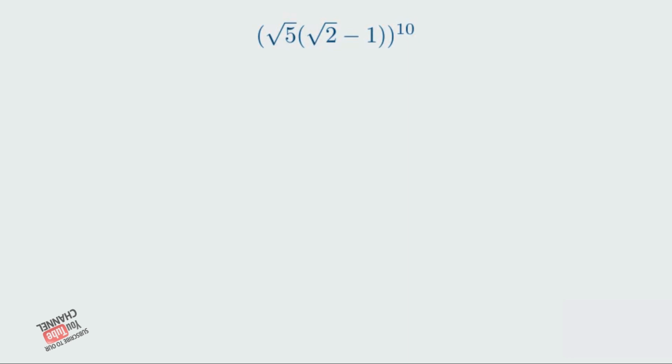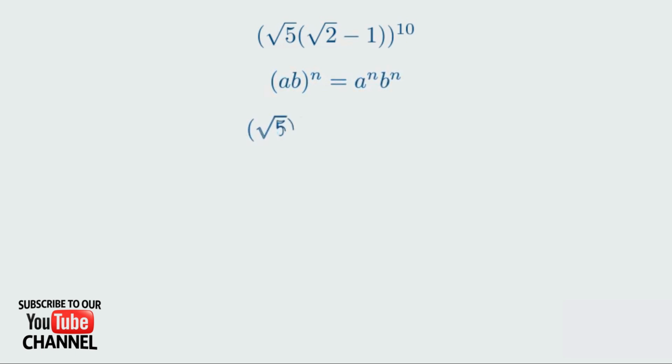This is a product raised to a power. A property of exponents states that for any numbers a, b, and n, the quantity a times b to the power of n is equal to a to the power of n times b to the power of n. So, we can distribute the exponent 10 to both factors inside the parentheses. This gives us square root of 5 to the 10th power, multiplied by the quantity square root of 2 minus 1 to the 10th power.